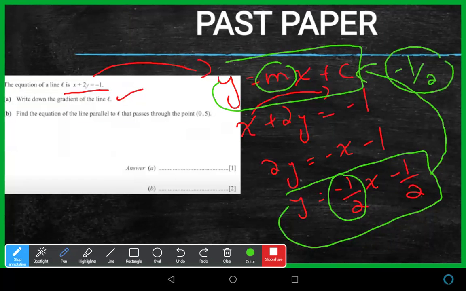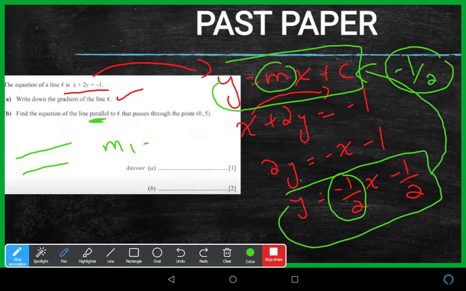Now, part B: find the equation of the line that passes through the point 0 comma 5. Find the equation of the line parallel to L. That's a very important point. You have to remember that when two lines are parallel, the slopes are equal. So this means there is another line which is parallel to L. This is the equation of L given in the question. The slope of L is minus 1 upon 2, which we found in part A. This means the slope of the second line is also minus 1 upon 2.